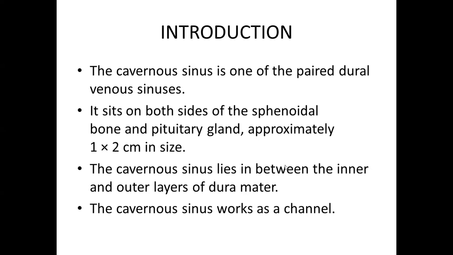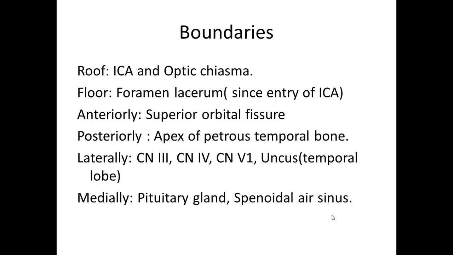It is situated in between the 2 layers of the dura mater, that is endosteal and meningeal dura mater. It works as a channel and helps in the passage of internal carotid artery. Coming to its boundary, the roof is formed by internal carotid artery and optic chiasma. Floor is formed by the foramen lacerum. Since there is entry of internal carotid artery, anteriorly it is formed by superior orbital fissure, posteriorly by the apex of the petrous temporal bone.